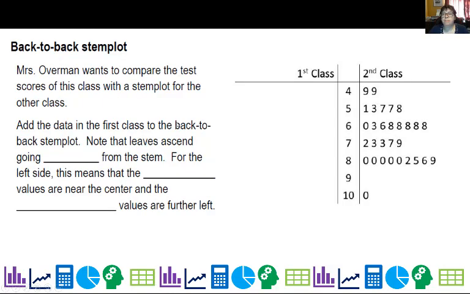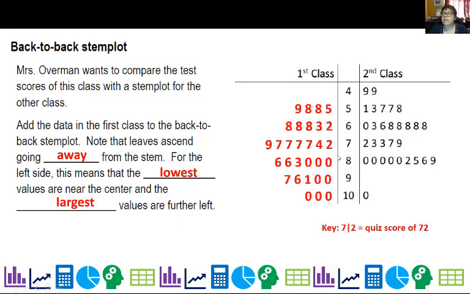Now you can also do a back-to-back stem plot. So this is another class I had that took the same test. And the only difference is instead of having my numbers over here, lined up going this way, I'm going to have them lined up so the leaves ascend going away from the stem. So see how I have 603, 6888 here? For the 60s, I would have them go in ascending order to the left, which is a little weird. So that means the lowest values are near the center and the largest values are further left. So in this case, there we go, 62, 63, 68, 68, 68.